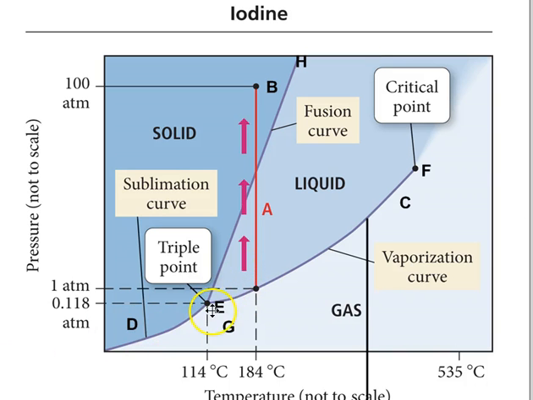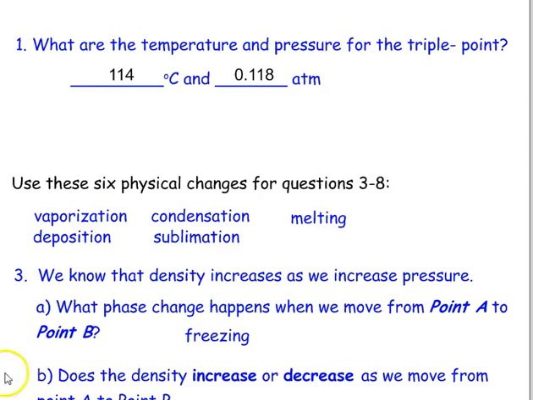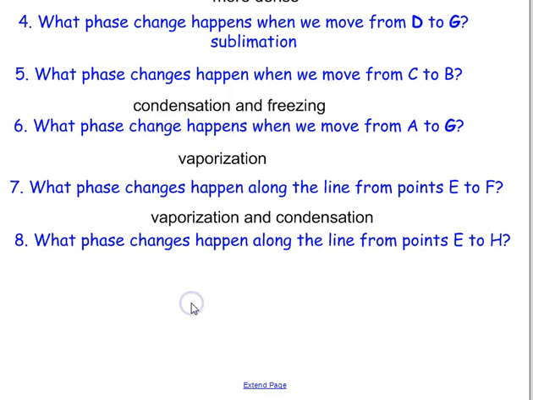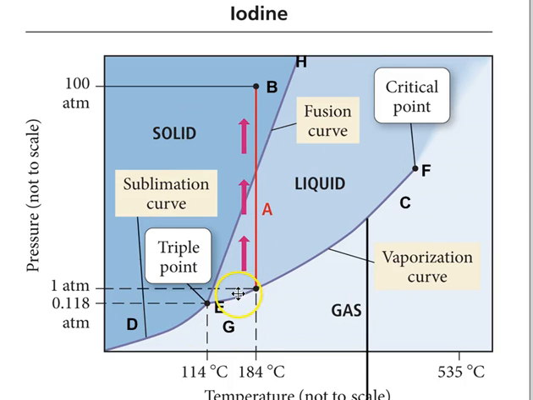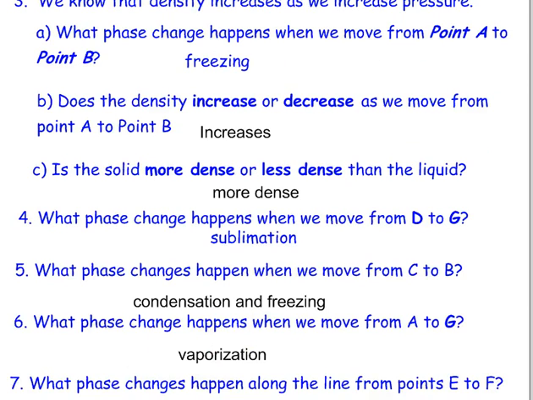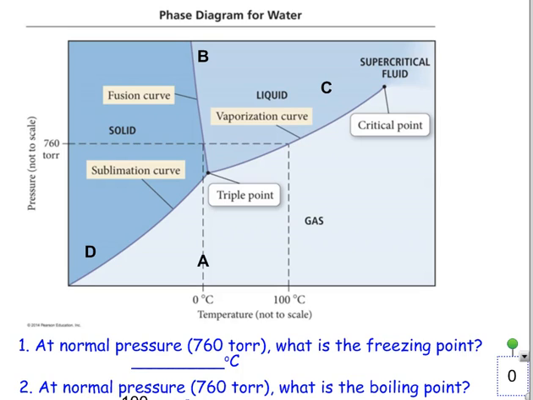Parts E to F. E to F, that's the vaporization curve. And E to H is the fusion curve. This is the fusion curve, so it's freezing and melting. So given a graph and the information in the graph, we can interpret the graph and look at the data. So let's take a look at the next graph. Pause the video and see if you can answer the questions. When you think you're done, we'll take a look at it.